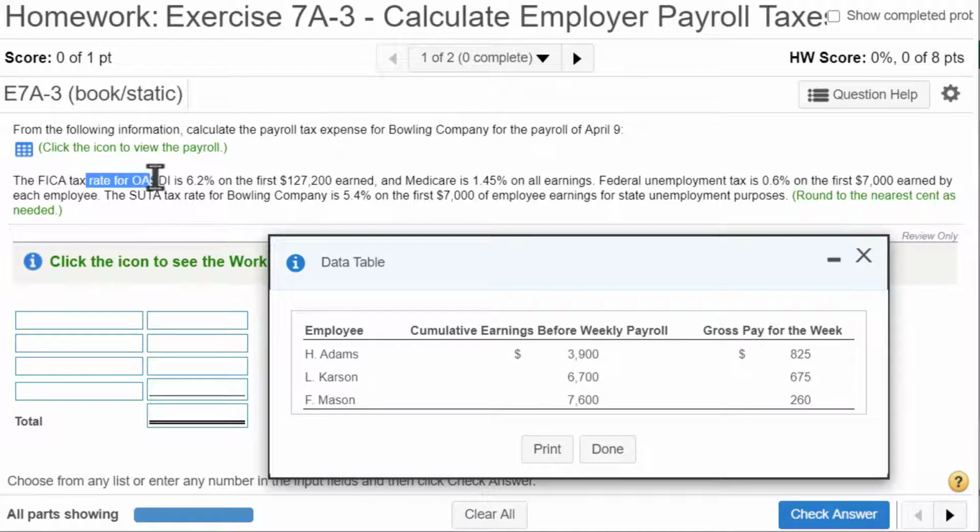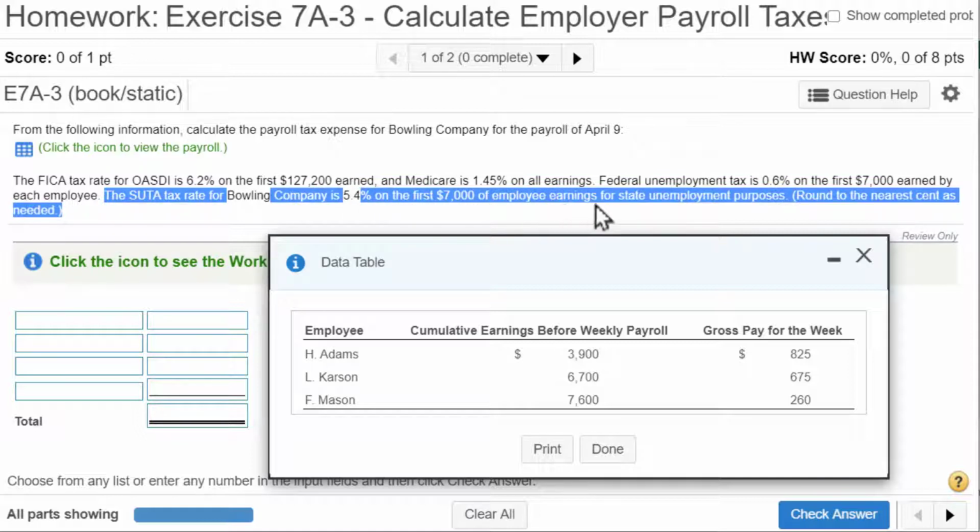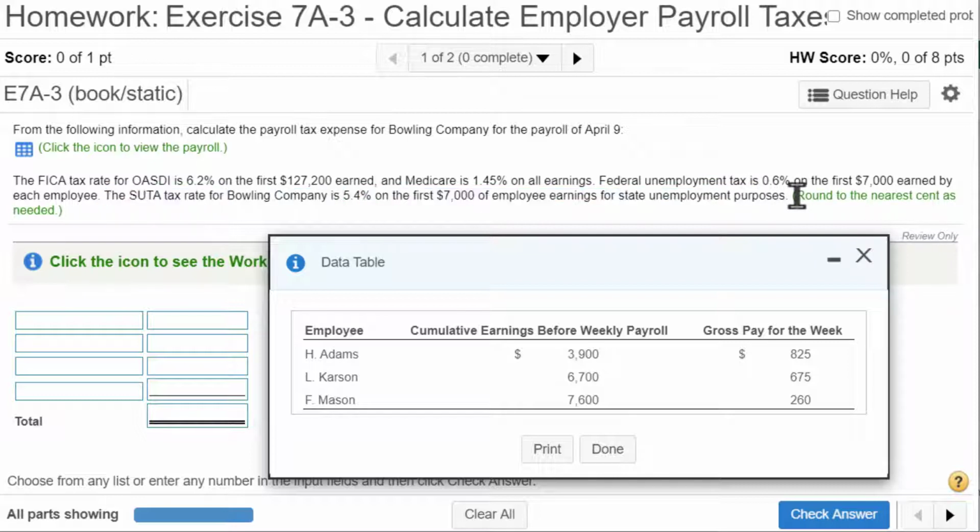The FICA tax rate for OASDI is 6.2% on the first $127,200. Medicare is 1.45% on all earnings. Federal unemployment tax is 0.6%, so they're assuming the net tax on the first $7,000 earned by each employee. The SUTA tax rate for the company is 5.4% on the first $7,000 of employee earnings for state unemployment purposes. And of course, since we're working with currency, round to the nearest cent as needed.